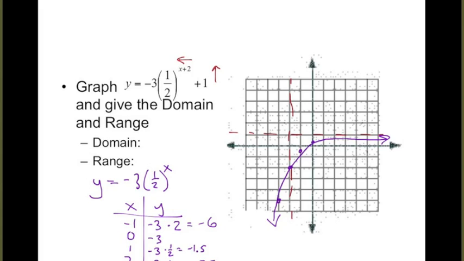Domain and range. Domain, just like for growth, will be all real. So we can plug anything we want in for x. Range, just like for growth, is limited by the asymptote. So we're going to have y. Is it going to be greater or less? Less because it's on the bottom half of the graph. And what is it less than? What line bounds it off? 1. The asymptote is going to bound it off, so it's never going to actually touch that line or cross it. So we have just less than 1.